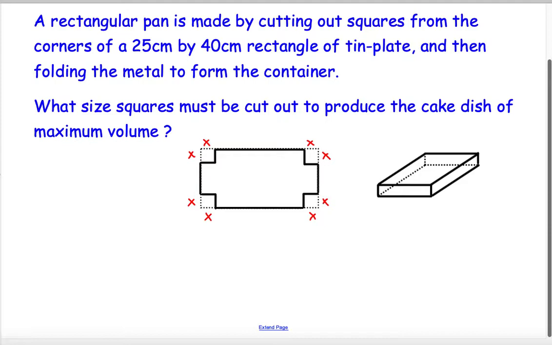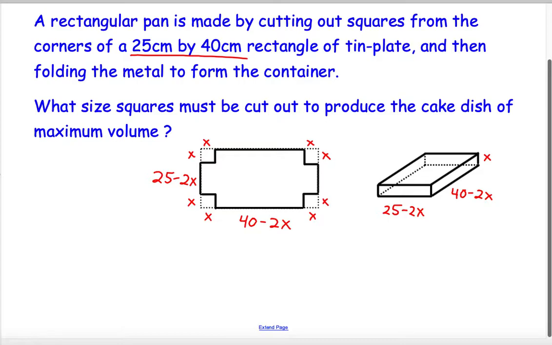So then what does that leave? For the shorter side, we'll have 25 minus 2x. And for the longer side, we'll have 40 minus 2x. So in our picture after it's folded up, the dimensions are 25 minus 2x by 40 minus 2x by x units, x centimeters tall. Okay, so we've taken care of that.